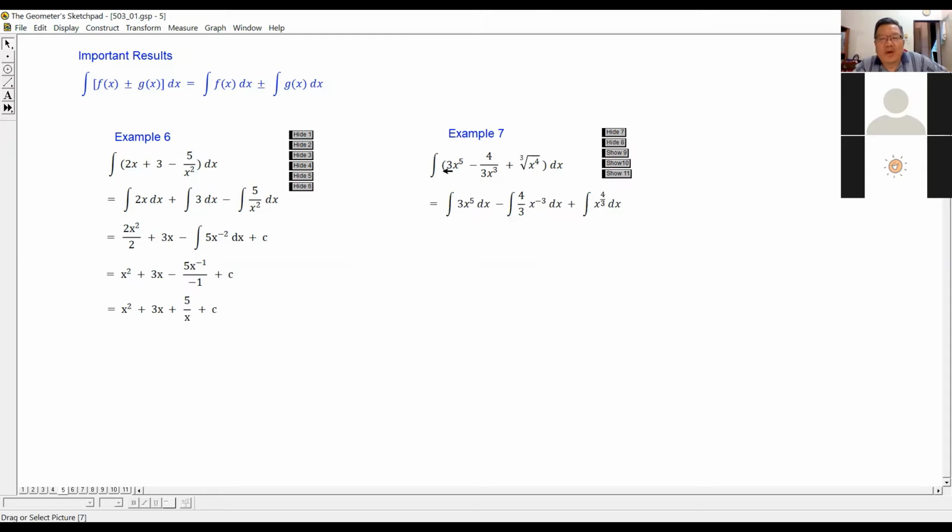Okay, so I'm going to integrate them one by one. 3x to the power of 5. Then this one, 3/4. You just put that 3/4. Then x to the power 3 becomes x power -3. Plus, I put that plus. Then this becomes 4/3. Correct. So, can you imagine how to integrate this?